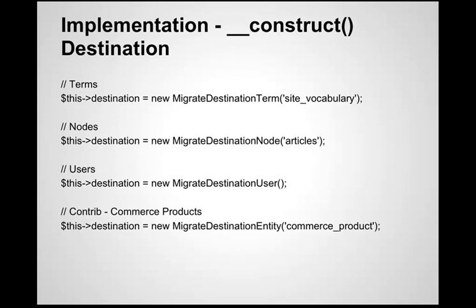bundle that I have. Or if I was dealing with nodes and I had a content type called articles, then this is letting it know that import into the node entity with the articles bundle. And with users, migrate destination user, and if you're using the entity module and you were importing commerce stuff, let's say, then you'd have like migrate destination entity commerce product, because each entity has a bundle of its own.